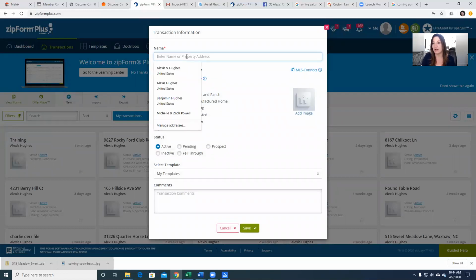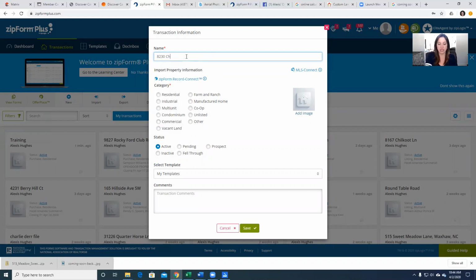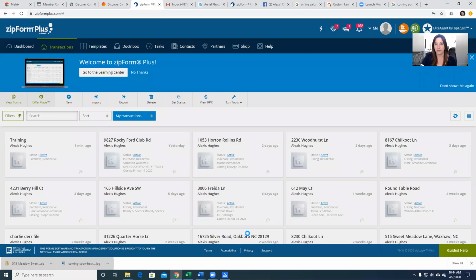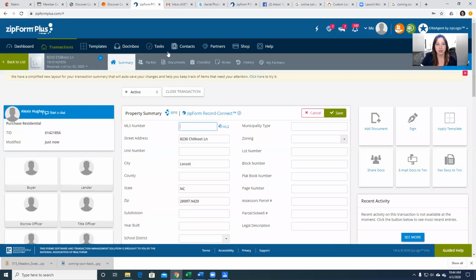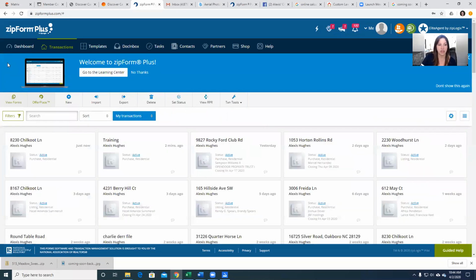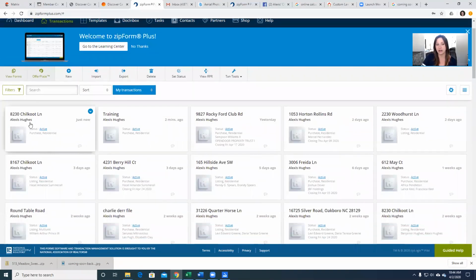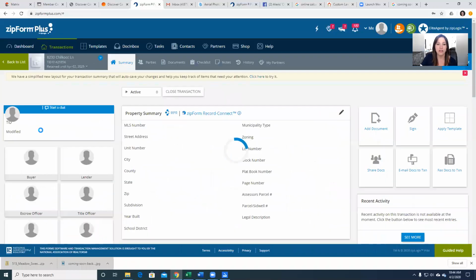And in this scenario, I'm going to be my own client. So I'm going to make an offer on my house, 8230 Chilkoot Lane, Locust, North Carolina. It is a residential transaction, so I click residential, and I'm going to save it. So as you guys can see, it puts you into your own little file. So I'm going to go back so you can see what that looks like. Down here, 8230 Chilkoot Lane. So I'm going to click on this.